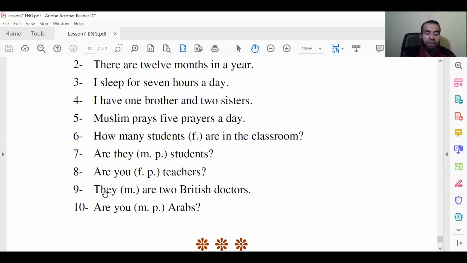9. They are 2 British doctors. They also can mean هما هم or هن. Here I say 2 so it's for dual. It's one word for dual both male and female. هما male طبيبان بريطانيان. هما طبيبان بريطانيان.